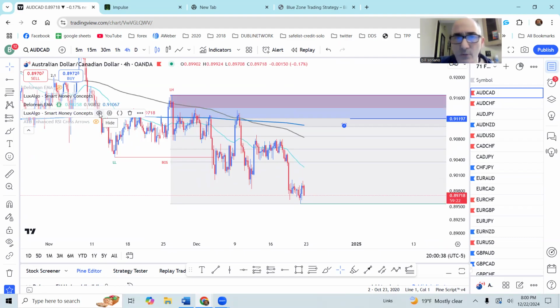So we've used the Lux Algo Smart Money Concepts here on the 4-hour time frame to identify an order block, so that gives us a better significant high or low to use to draw our fib.